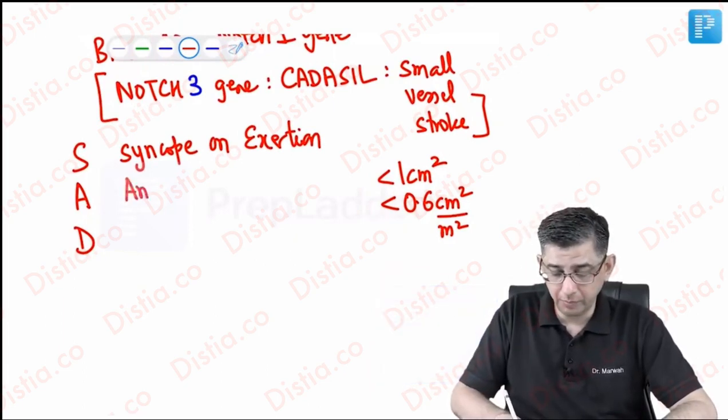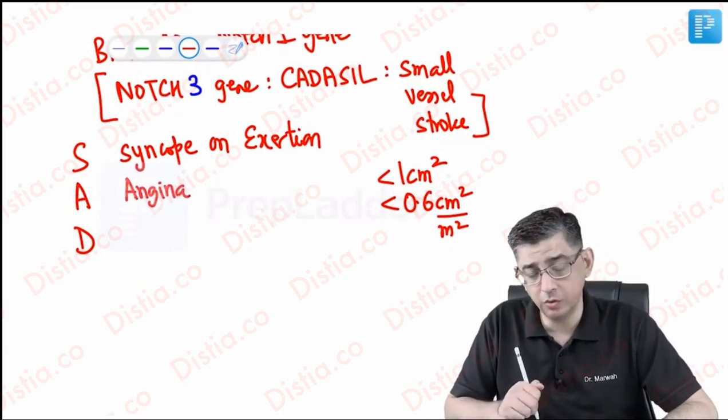The second problem in this guy would be chest pain. Let's look at why angina episodes would be occurring.